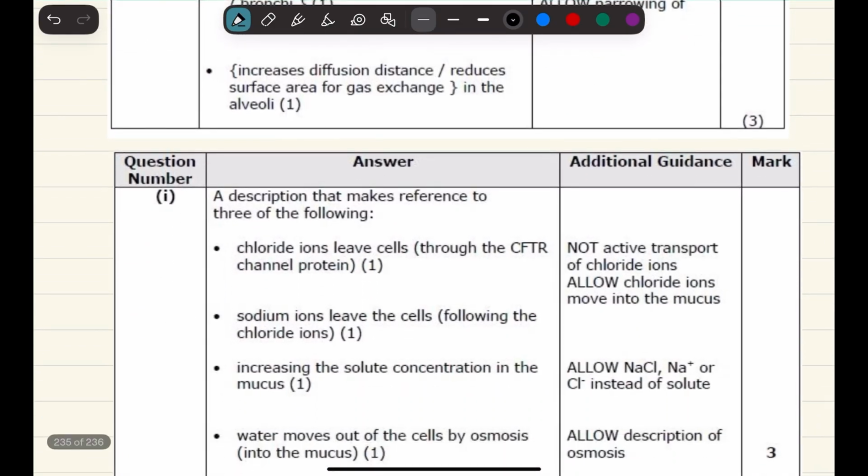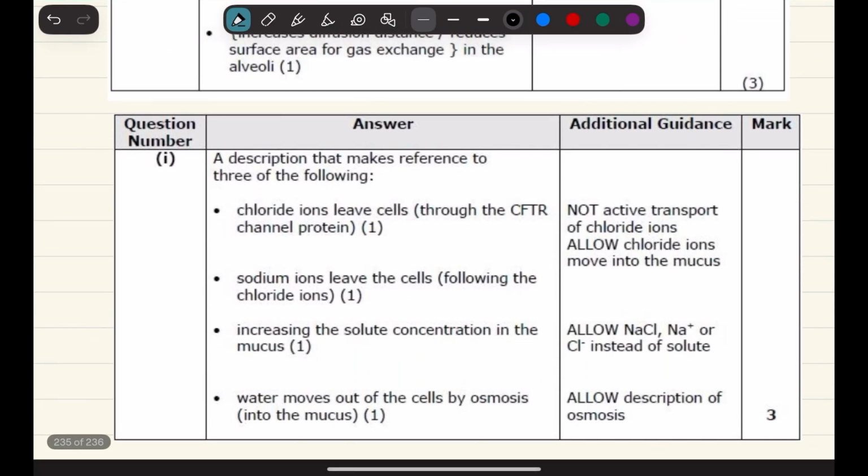Yeah. And then finally, we just wanted a bit about the physiology about the CFTR protein. So like we said, it's a chloride ion channel. What does it do? Lets chloride out. Sodium was going to follow the chloride, yeah? Balance out the charge. And then if we've increased the sodium concentration, water then has to move out so that we do not have an unstable water potential gradient, yeah? Hope that all makes sense in terms of answering the question.